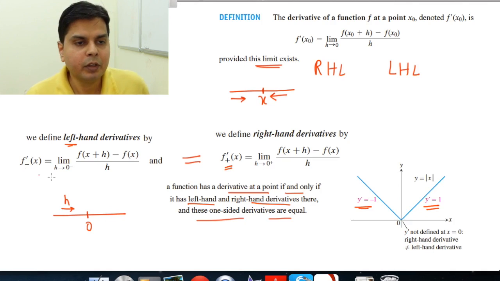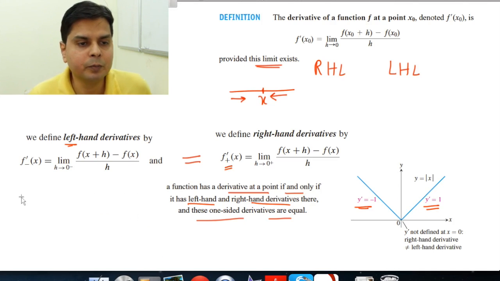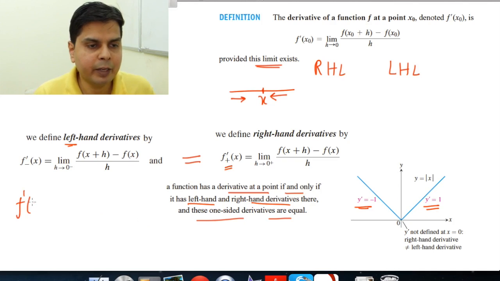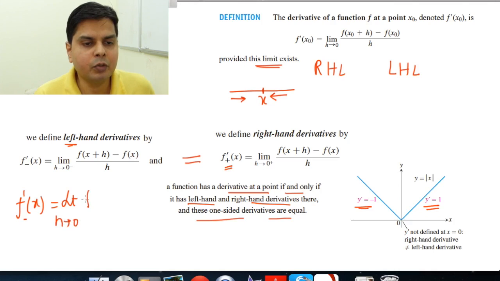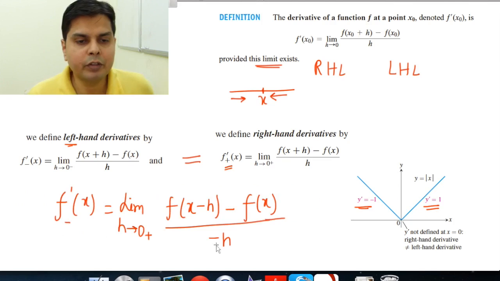Although I have defined the left hand derivative like this, there is another equivalent definition of the left hand derivative which I find more useful. I can define f prime minus x as limit h tending to 0 of f(x minus h) minus f(x), divided by x minus h minus x, which will be minus h, where I am taking h as positive values. So this is also one definition. This is also one way of writing the left hand derivative, where I concentrate only on positive values of h.